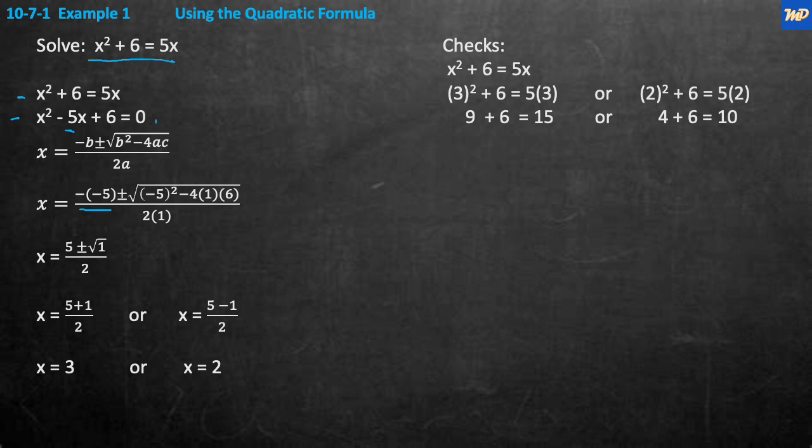Plus or minus. We go inside the radical. It's b squared. And what is b? It's minus 5. So minus 5 squared minus 4 times a. What is a? a happens to be a 1. So minus 4 times 1 times 6, because they want the c, and the c term is a positive 6.